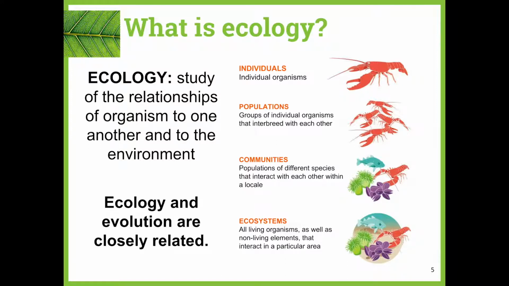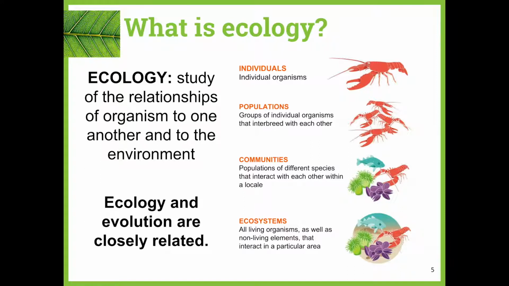And you'll see that there are four images on the right side of the screen. And as we move down the screen, we increase in terms of what each of those terms include. So let's start at the top. Individuals are just individual organisms, so one organism that we're talking about. And individual organisms make up populations, which are groups of organisms that can interbreed with each other. And populations make up communities.